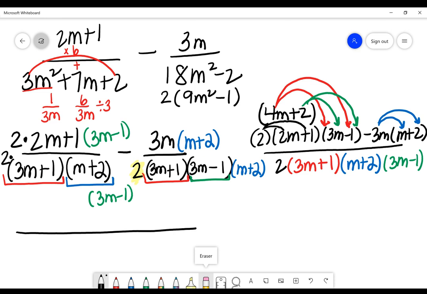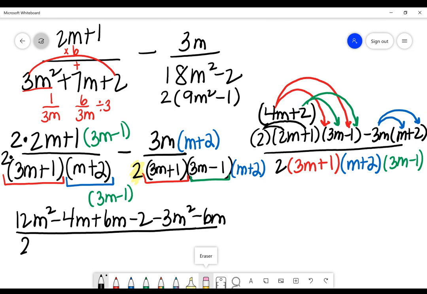So 4m times 3m is 12m squared. 4m times negative 1 is negative 4m. 2 times 3m is 6m. And 2 times negative 1 is negative 2. Then I have negative 3m times m is negative 3m squared. And negative 3m times 2 is negative 6m. All over our common denominator, which is 2 times 3m plus 1 times m plus 2 times 3m minus 1.